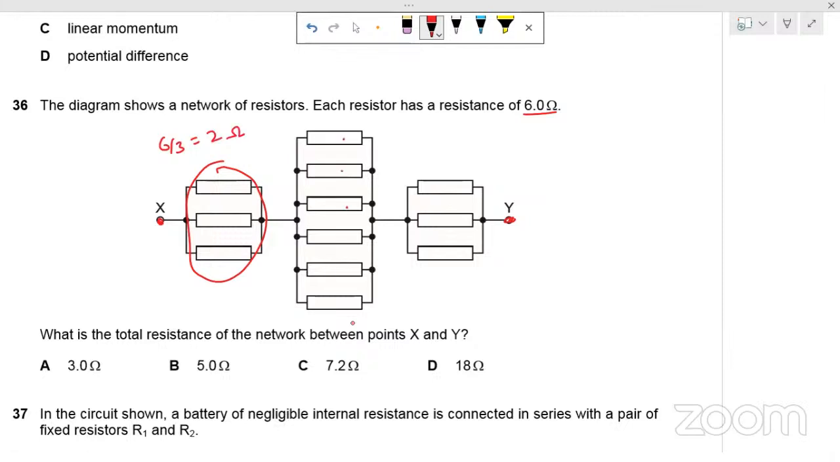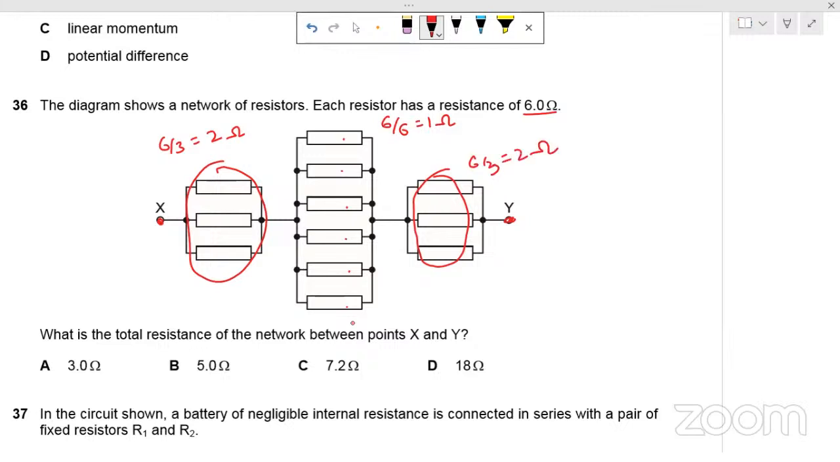And these 6 resistors are connected in parallel. So what is the total resistance of these 6 resistors? As they have equal value, it is 6 divided by 6, which is 1 ohm. These 3 resistors are connected in parallel and they have equal value. So what is the resistance of these 3 resistors? That is 6 divided by 3, which is 2 ohm.